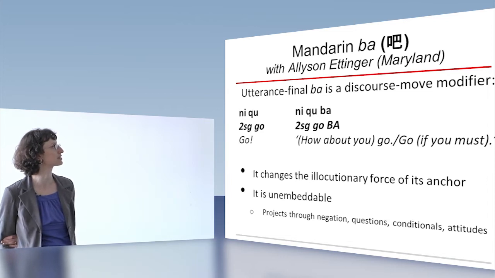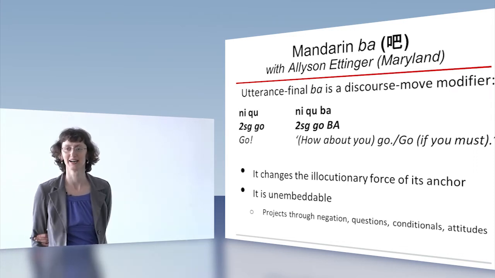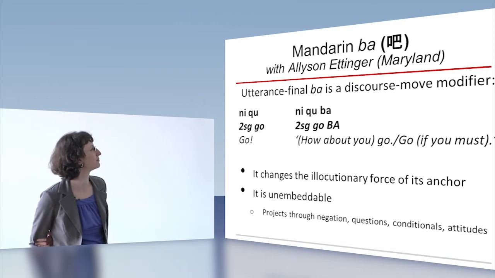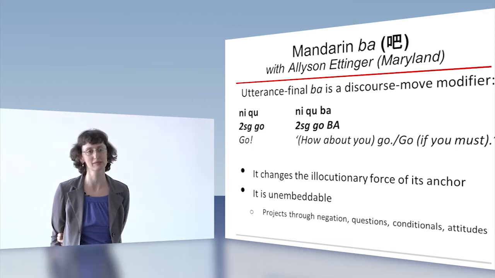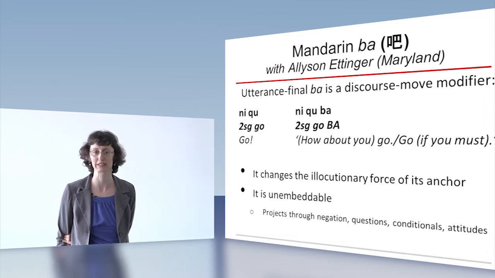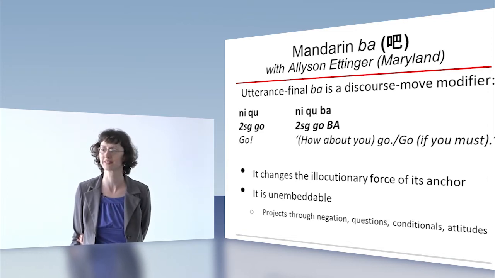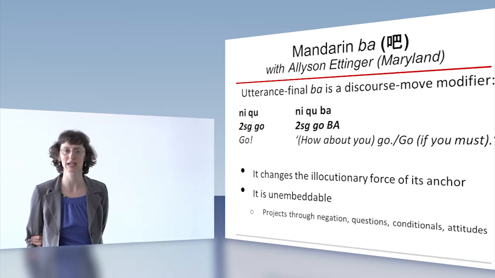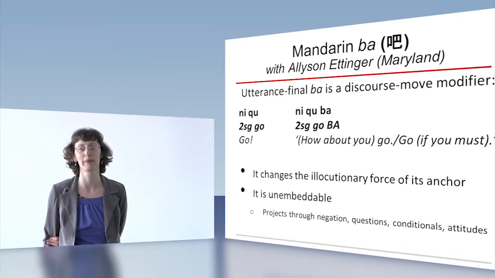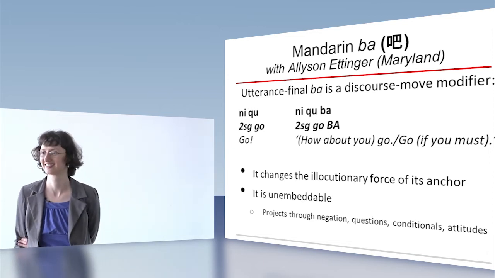You can see in the first example on the slide, if you just say go, I'm not going to attempt to pronounce Mandarin, that's just a regular imperative, and it means what you think it means. If you add ba, it becomes something else depending on the context. That's already a sign that there's going to be pragmatics involved, because there's context variability. If it's the first time that going somewhere is being brought up, then it becomes a suggestion, something like, how about you go? If the hearer, for example, has been begging to be permitted to go, then this would mean something like, go if you must. Like, okay, fine. If you really, really have to.